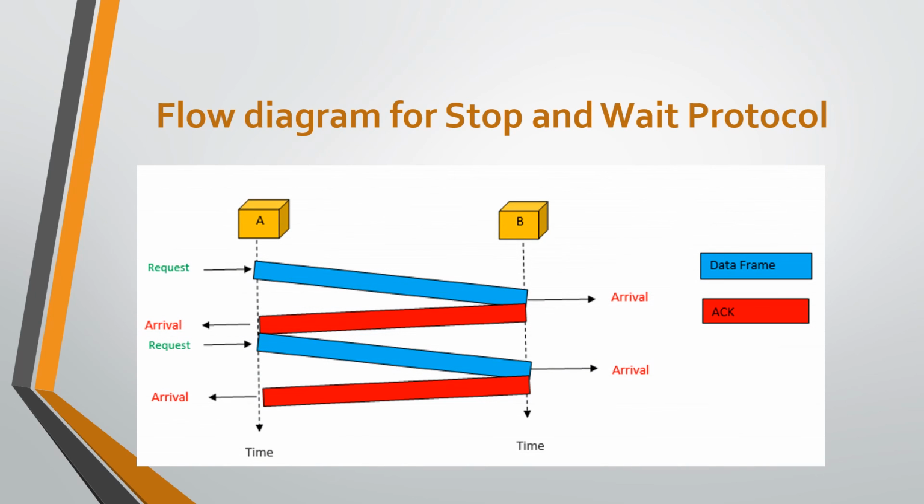and this is the flow diagram for the stop and wait protocol, in which two events are performed at the sender side: first, a request related to sending of data, and second, arrival of an acknowledgement. But only one event is performed by the receiver, which is the arrival of a data frame. So when the sender sends data and the receiver gives an acknowledgement for that data, only then will the next frame be transmitted. Otherwise the next frame is not transmitted by the sender. So this is the flow diagram for the stop and wait protocol.